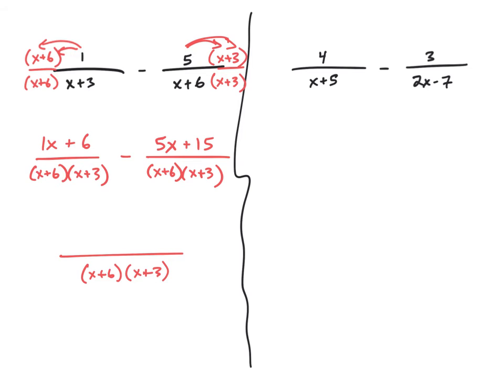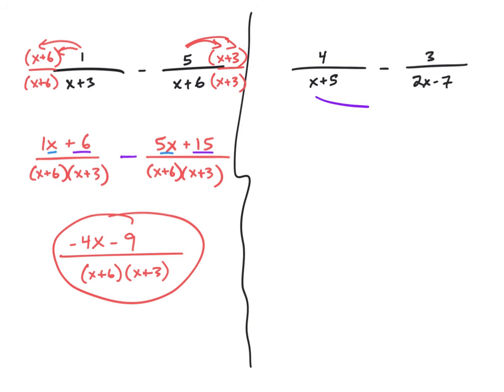And I can just be careful as I'm going and subtracting step by step. 1x minus 5x is negative 4x. And then 6 minus a 15. 6 minus 15 is a negative 9. All right, and I head to my final problem.